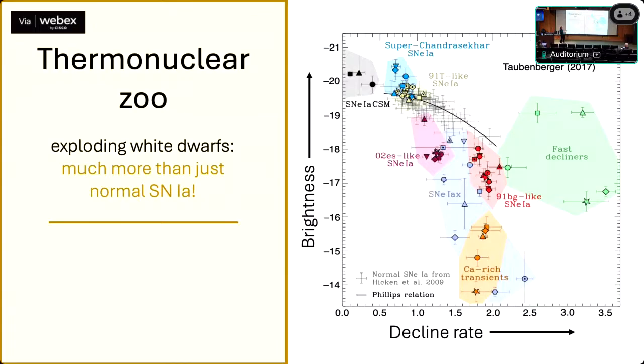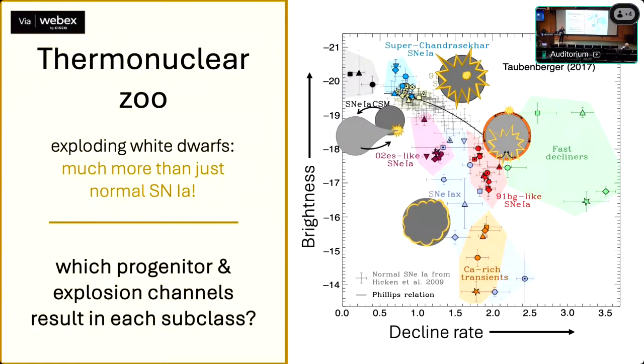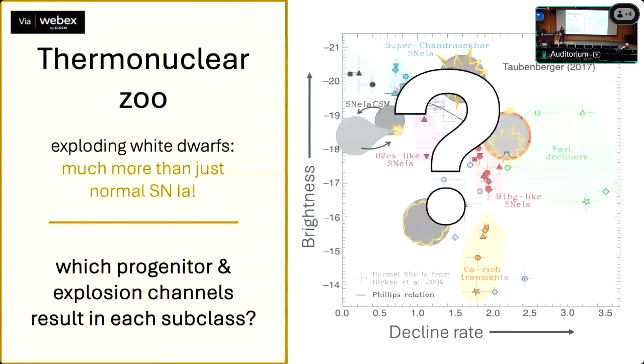But there's all sorts of peculiar events that live in other parts of phase space, which is brightness and decline rate, basically how fast the supernova fades away. And so the big picture research question that I want to answer in my fellowship here is which of these different progenitor and explosion channels can lead to these different subclasses? Maybe multiple of these mechanisms even could contribute to the same subclass.